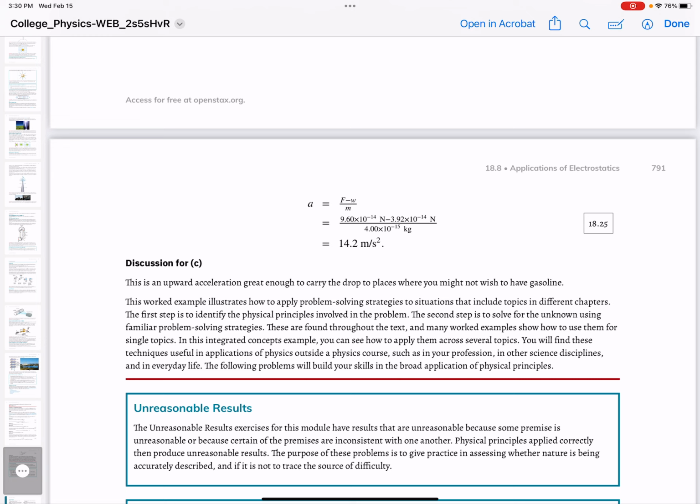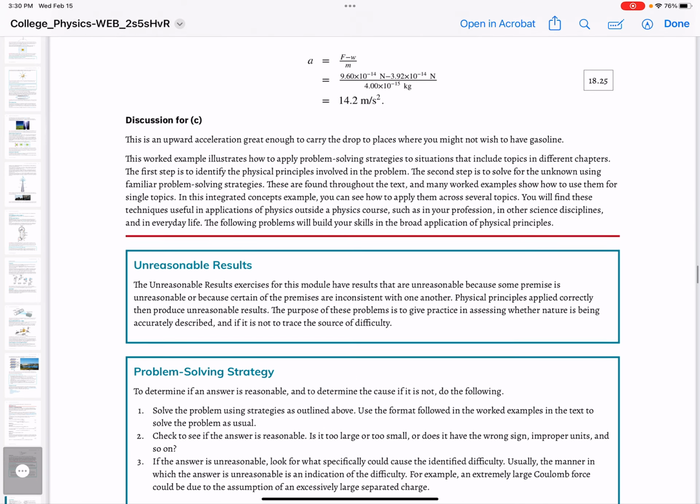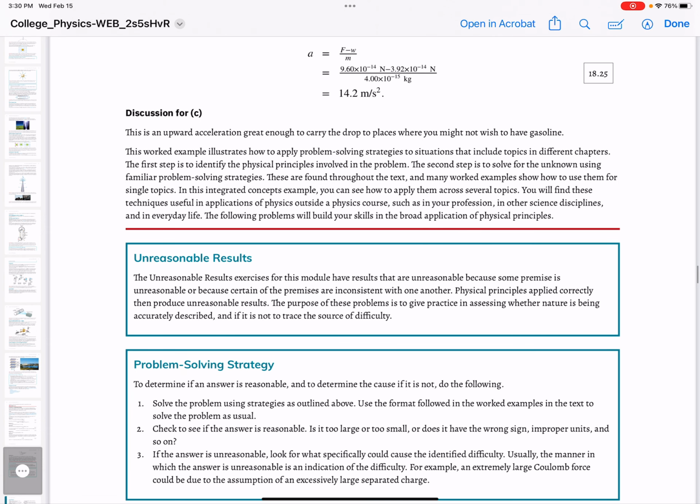So since F net is F minus W, we divide that by the mass, and we end up with 14.2 meters per second squared, which is 1.5 Gs. So it's going up at 1.5 Gs. And that seems about right.